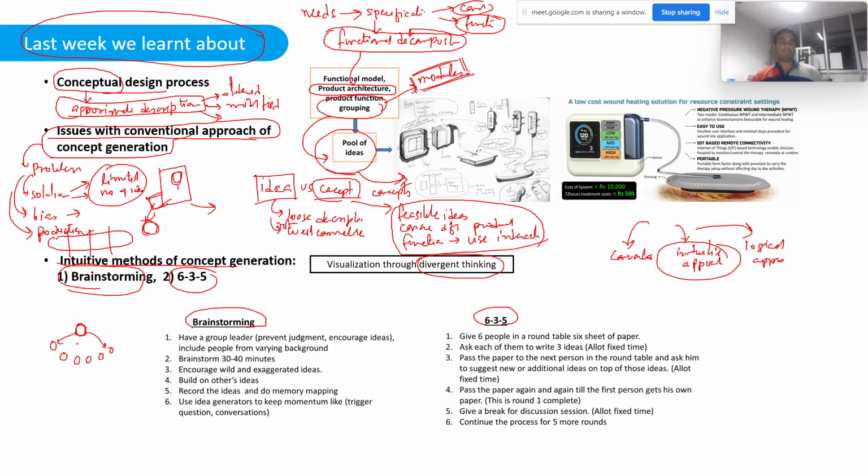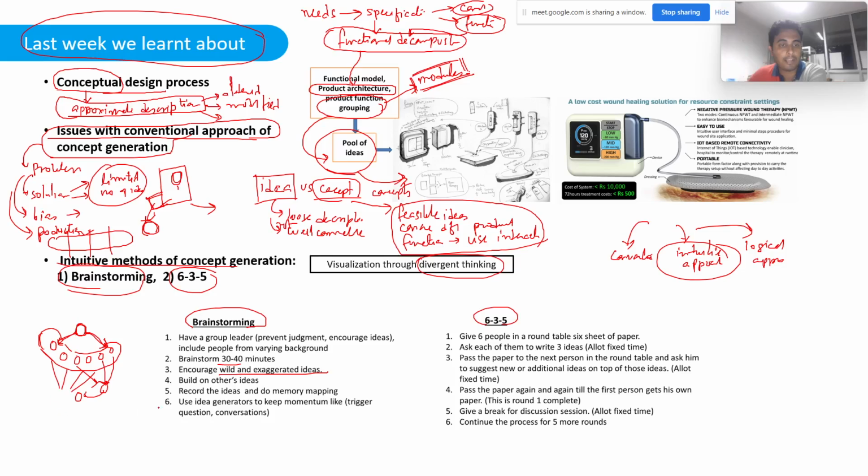The group leader describes the particular problem and the solution space he is looking for to the participants, and the brainstorming session takes place for around 30 to 40 minutes. During the session, the participants are encouraged to give wild and exaggerated ideas. Then from each idea, the other people can go on building more ideas on top of other ideas. At the end, the team leader records all the ideas.